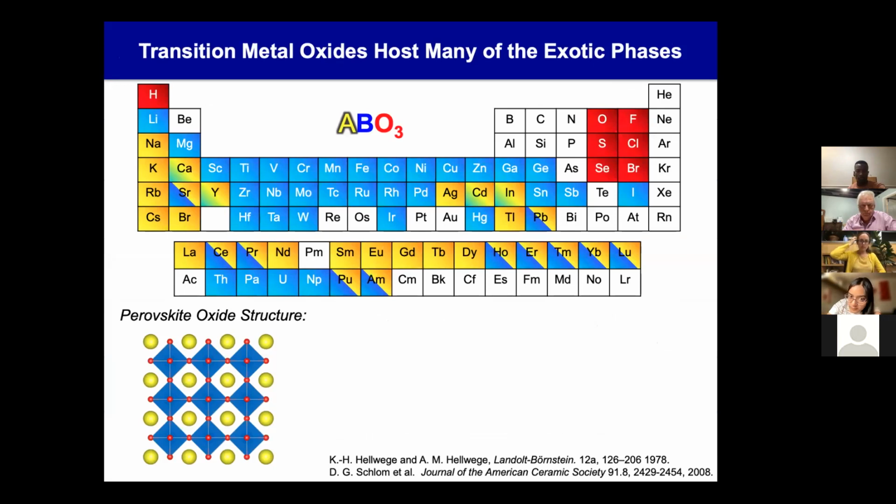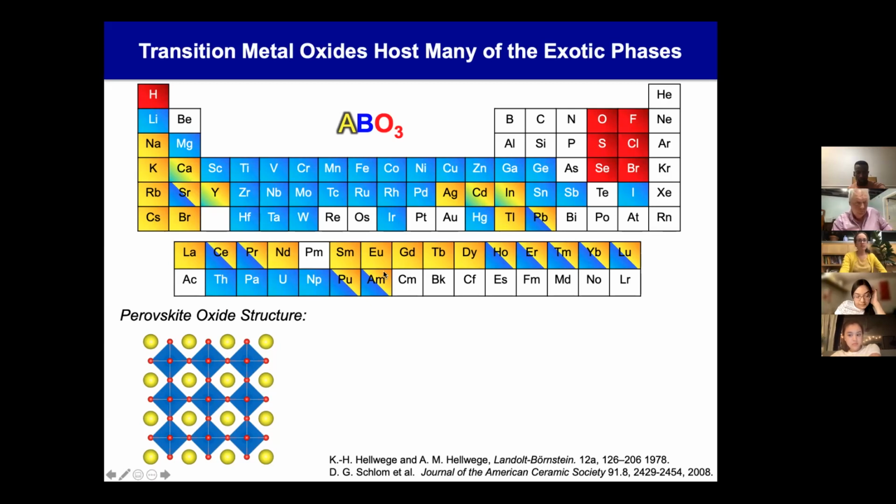So the material system that most of our work is in is this transition metal oxide family. This is the canonical ABO3 structure, where in the crystal structure we have this A site cation shown in yellow, and a B site cation here in blue, that's surrounded by a cage of 6 oxygen atoms in an oxygen octahedra.